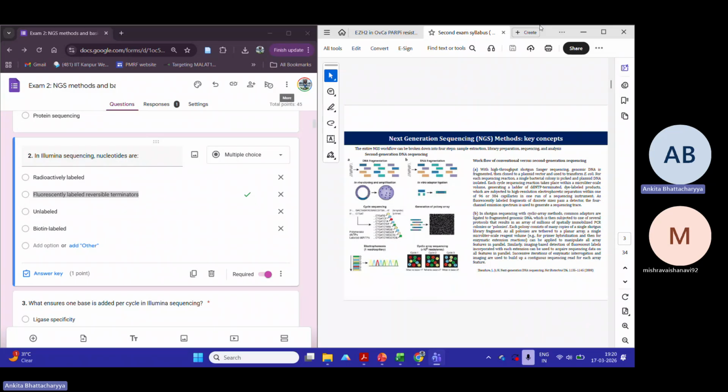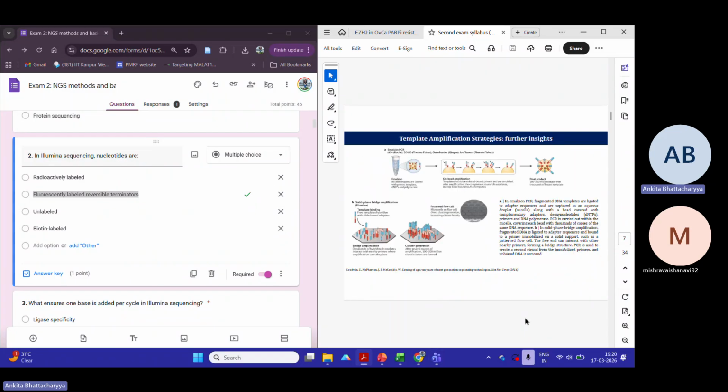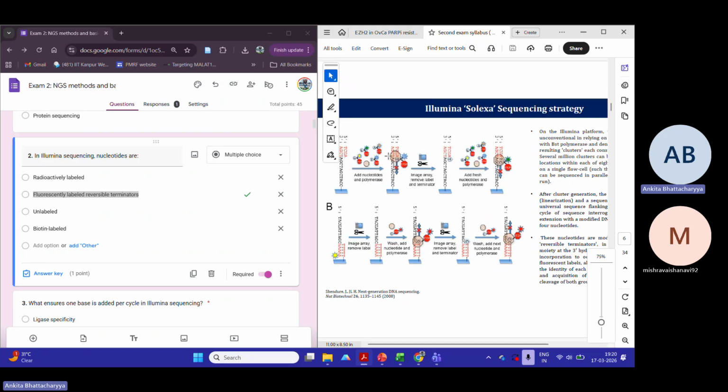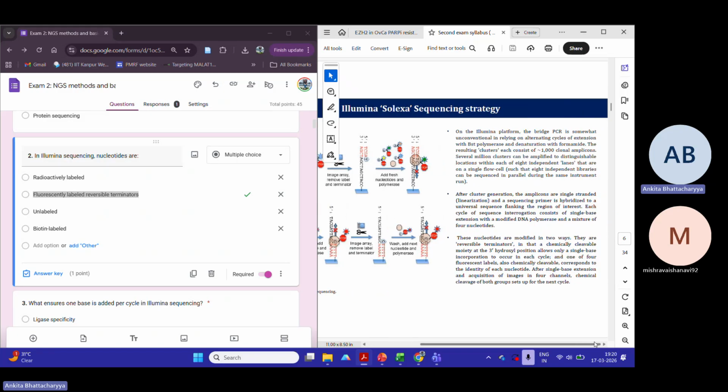So we had discussed the idea of Illumina sequencing, how it works. If you go back to this slide here, you'll see the Illumina Solexa sequencing strategy. And under that, we had discussed how this process of extension and termination, and then again the addition of the next nucleotide and the consequent emission of a certain type of fluorescence, all of that is taken care of. And this entire process is facilitated by the reversible terminators that we discussed also in the previous class. So option 2 was correct.